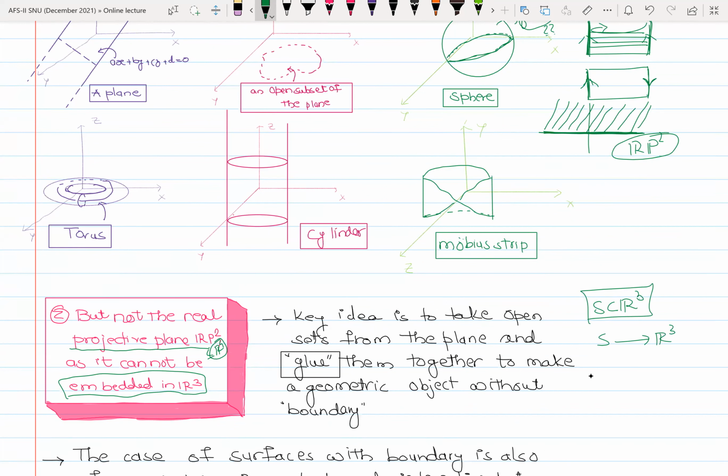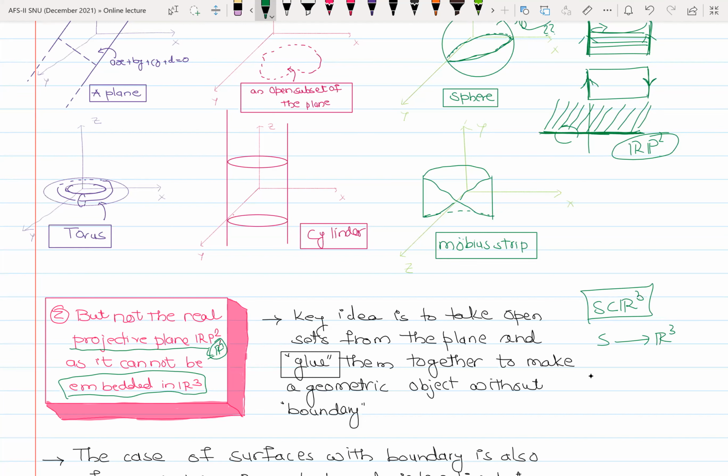Okay. And the key idea for making these spaces is, you take these open sets from the plane and then you glue them together in such a way that we get a geometric object without a boundary. The reason I said without boundary is because we don't want to deal with such things. Okay. So I don't want to consider the upper half plane where we have a closed boundary. So these boundary points are there. They are very interesting, but unfortunately, they are not part of our syllabus in the first place. So we are not going to talk about it. Okay. But they are also very interesting.